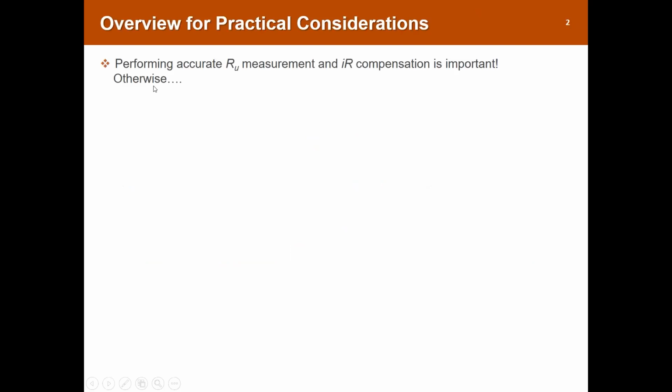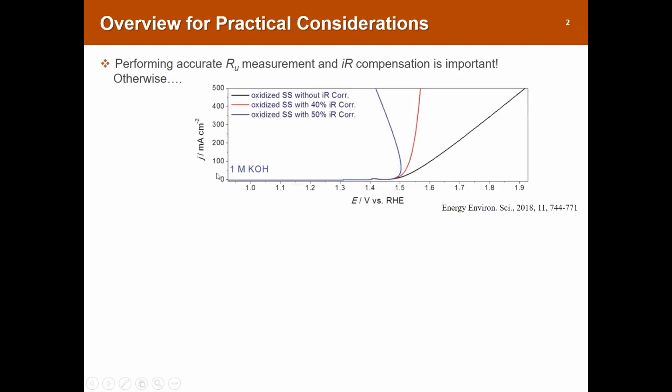The overview of part two is that performing accurate RU measurement and IR compensation is important. Otherwise, we might obtain a result something like this. So the black curve is without IR compensation. When we do the wrong IR compensation, we can see that this blue curve bends back and goes backward. It doesn't make sense, right? When you apply one potential, we have two different current values. So this is just one example of how we can mess up the IR compensation and all the electrochemical analysis.